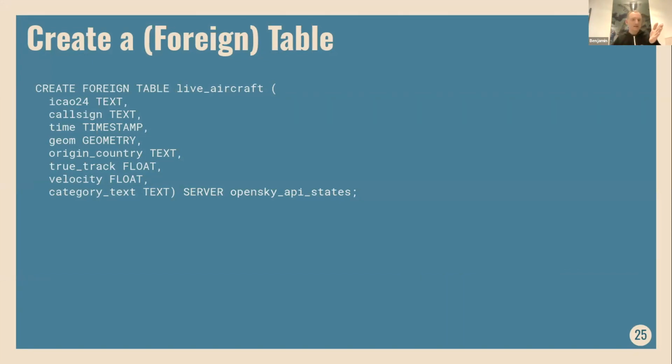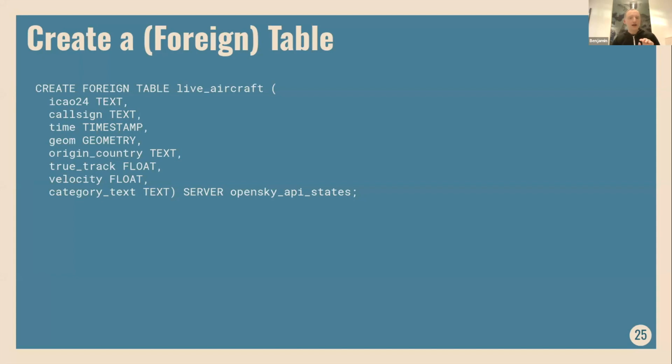So here I'm creating a foreign table I just called live aircraft. And you can see that the columns in the table are exactly the stuff that we said would be in the ADS-B packets. The ICAO24 address, the call sign, the time, the geometry, which is a point made up of the longitude, latitude, and altitude, and then a few other elements in it. The only difference from a normal table here is the fact that we use that keyword foreign at the beginning, and then we have to specify the server. So this is where the data is actually coming from. And of course, as you know, the data is going to be coming from the OpenSky API states endpoint, which I just talked about.